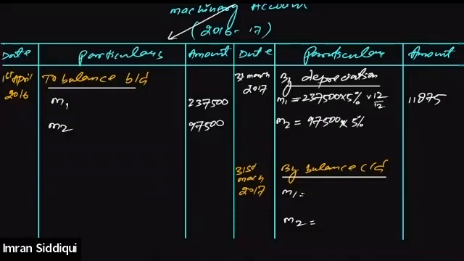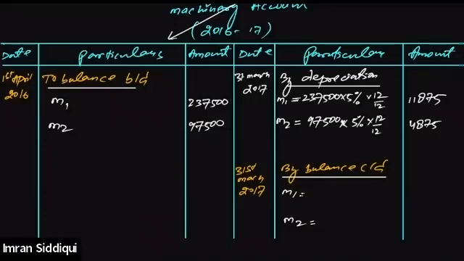We will calculate the depreciation of machine 2 for the entire year as well, since we have held this machinery for the 1 year period. This is the opening balance as on 1st of April, and we are calculating depreciation as on 31st of March. That means for the entire 12 months, we will be calculating depreciation on it. So 5% of 97,500 will be 4,875.